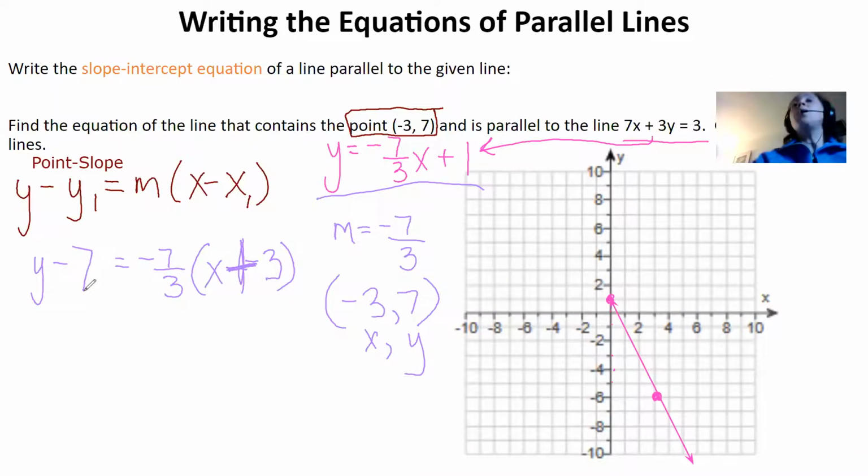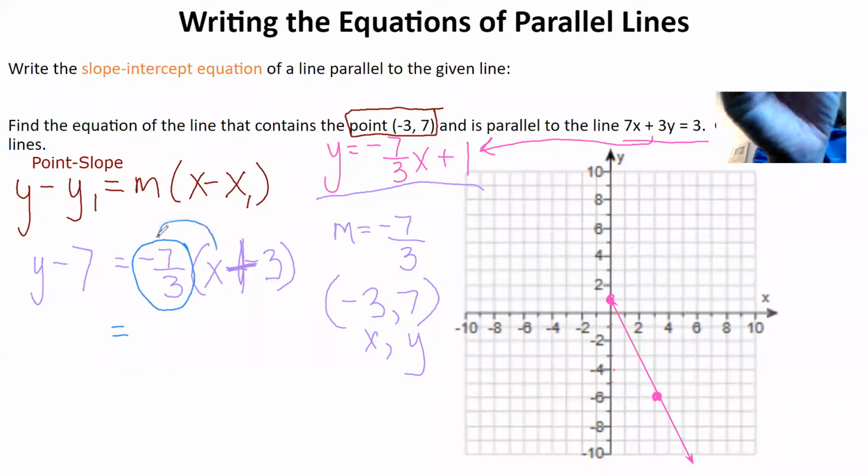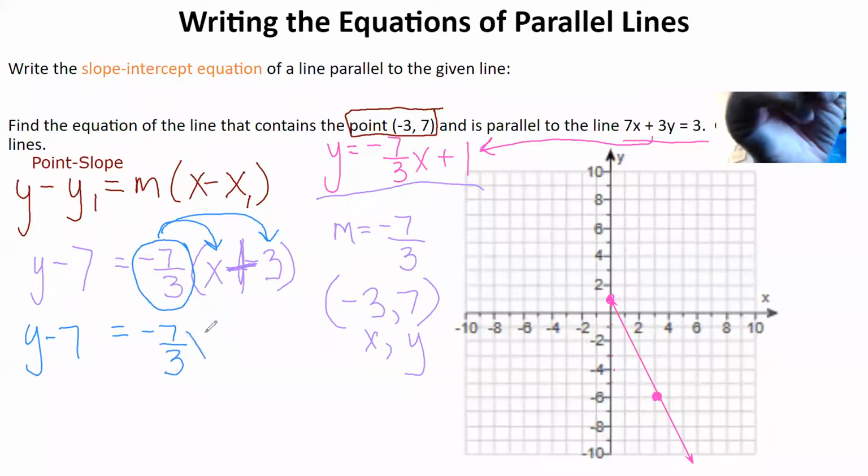Technically, I'm done, but they want to see it in slope-intercept form. So what I would do to this point slope formula, now that I've got it written in there, is my first step is going to be to distribute or multiply the number right in front of the parentheses throughout the parentheses. And these steps remain the same every time. So the first step to change a point slope to slope intercept is always to take the number in front of the parentheses and multiply it by each number in the parentheses. So -7/3 times x is -7/3 x.